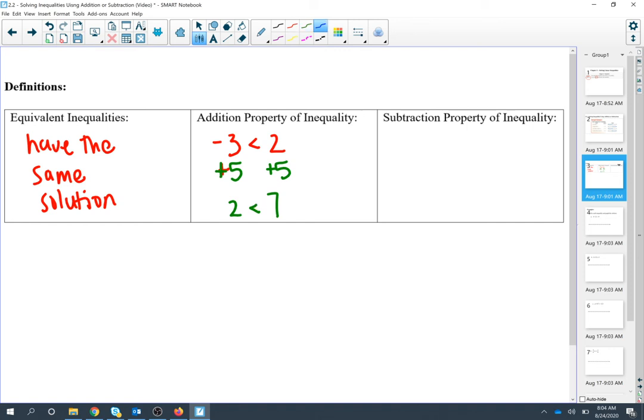Subtraction property of equality, 5 is greater than or equal to 4. So if we use our subtraction property of equality, we could subtract 1 from both sides, and then I could say 4 is greater than or equal to 3, which is still a true statement.